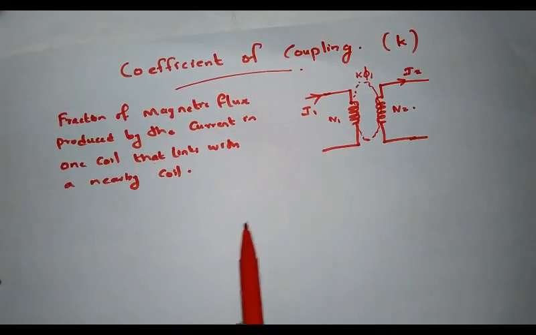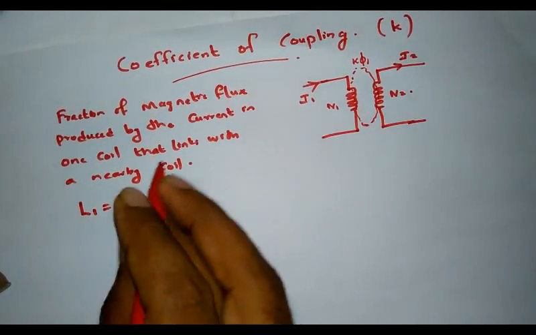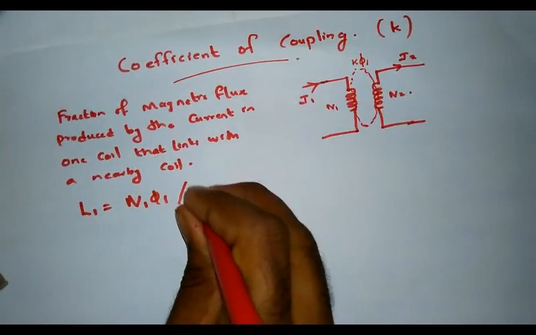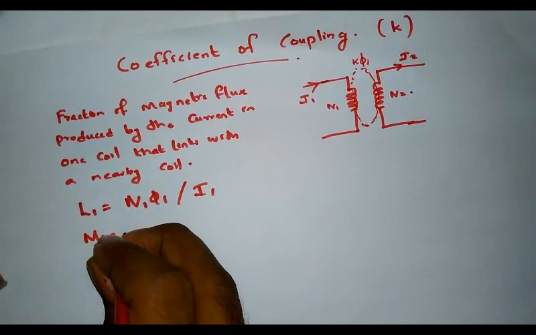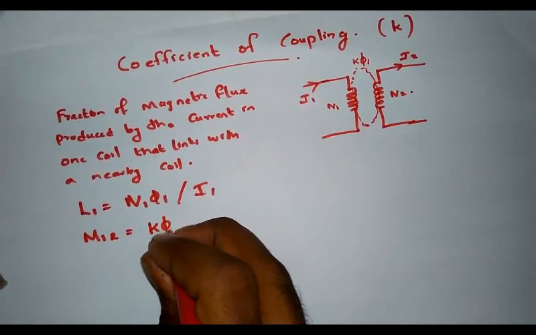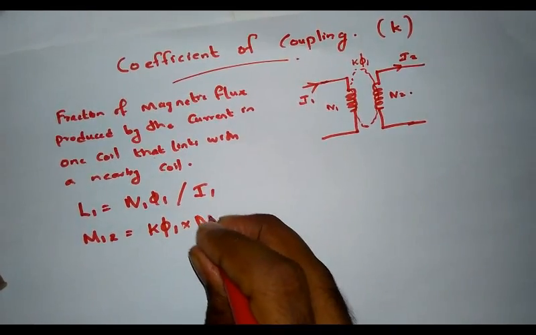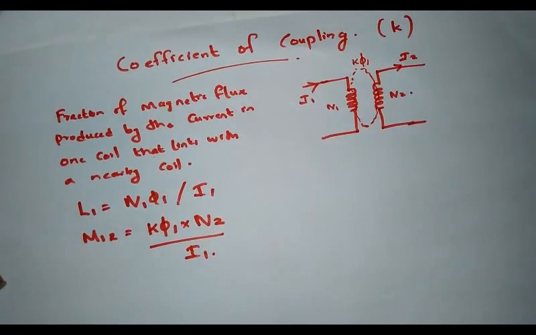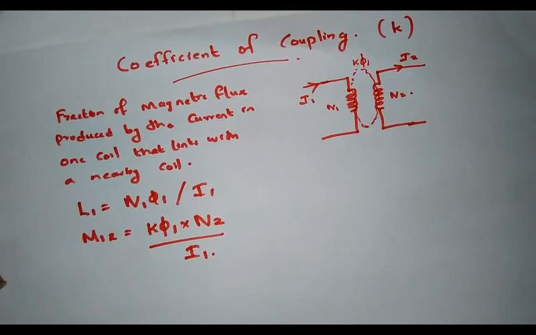We can represent the self-inductance and mutual inductance of the first coil as follows. Let L1 be the self-inductance of the first coil, given by L1 equals N1 phi1 divided by I1. Also, the mutual inductance between the first coil and the second coil is given by the flux K times phi1, which is the flux produced in the first coil that links with the second coil, times the number of turns in the second coil, N2, divided by the current flowing through the first coil, I1. This is the expression for mutual inductance and the self-inductance of the first coil.